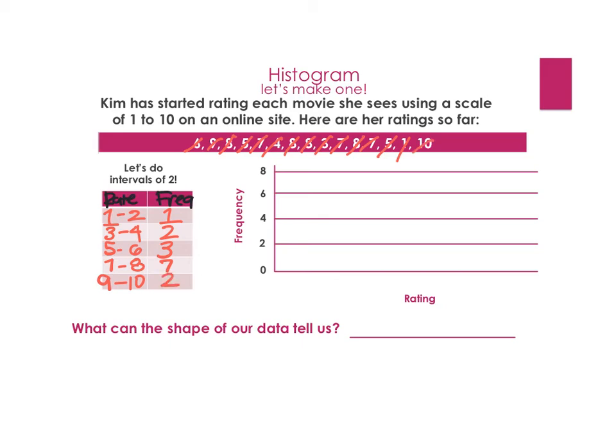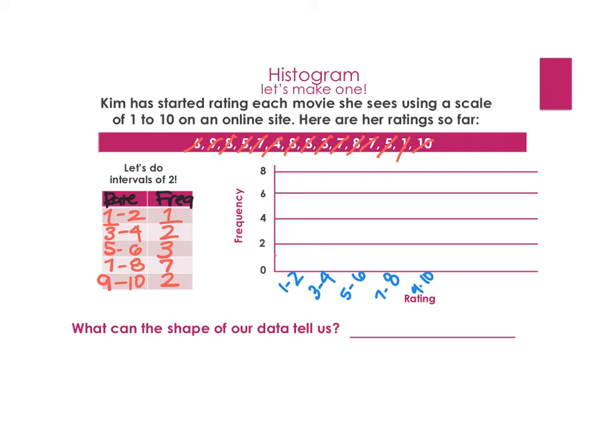All right, now we're ready to build our graph. So the first rating, I'm going to put for the interval of 1 to 2, and then 3 to 4, 5 to 6, 7 to 8, and then 9 to 10. I'm going to make my bars now. Please know that your bars should touch each other. There should be no spaces between them.